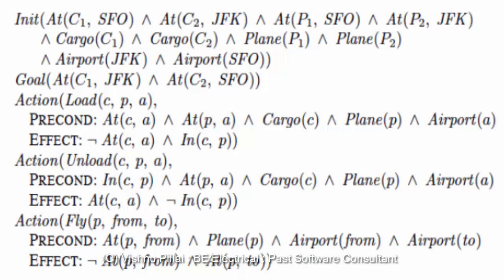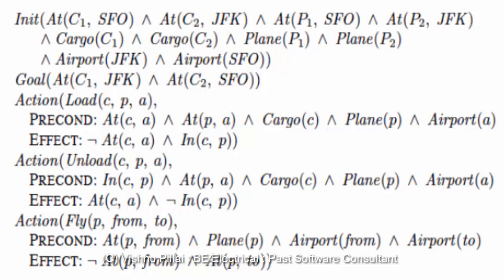In the plane problem, what we have seen is that the initial state is that cargo 1 has to be loaded at San Francisco and cargo 2 has to be loaded at JFK, and plane 1 is at San Francisco and plane 2 is at JFK. Again, we have defined cargo 1 as C1, cargo 2 as C2, the planes as P1 and P2, and the airports as JFK and San Francisco. So our goal is to load cargo 1 at JFK and to load cargo 2 at San Francisco. The action which we have to take is load cargo in plane at airport.